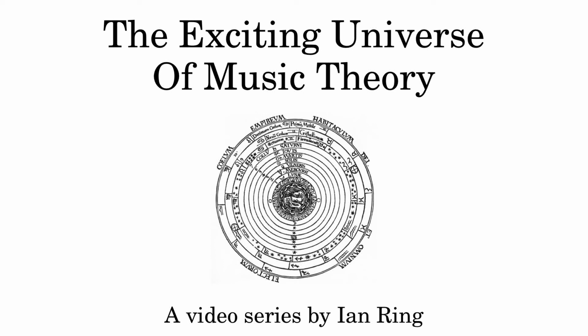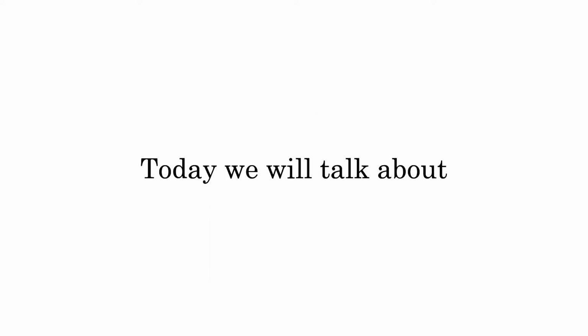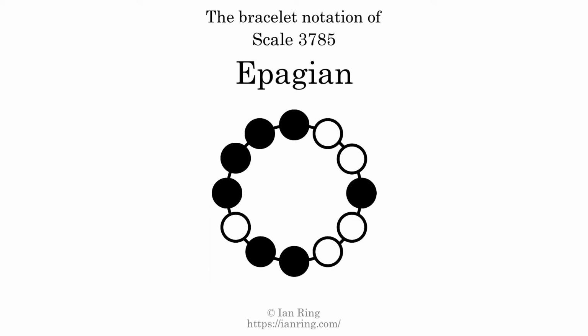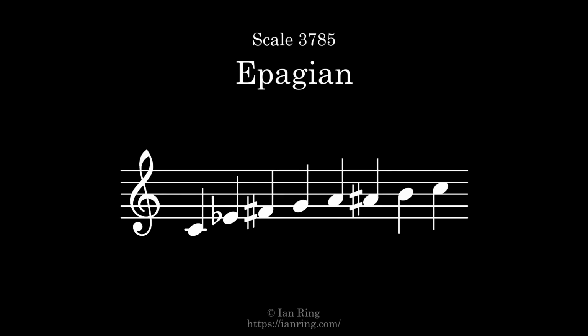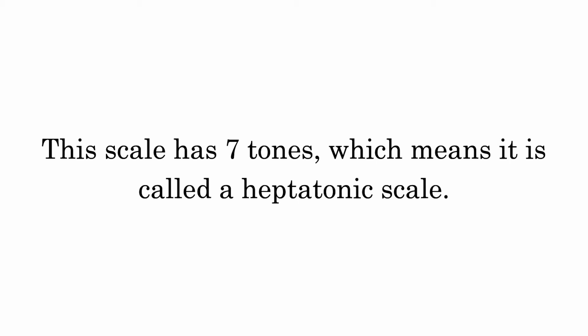Welcome to the exciting universe of music theory. Are you ready to learn? Then let's begin. Today we will talk about Scale 3785, Epagian, which sounds like this. This scale has 7 tones, which means it is called a heptatonic scale.